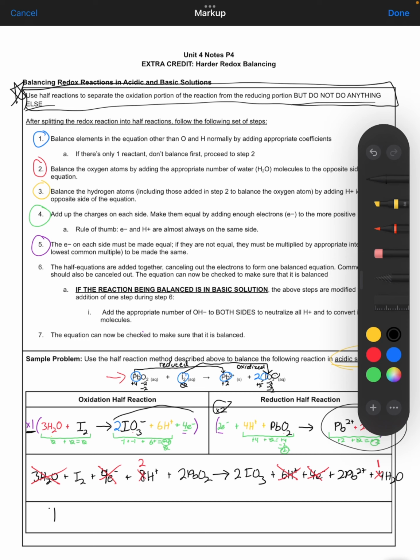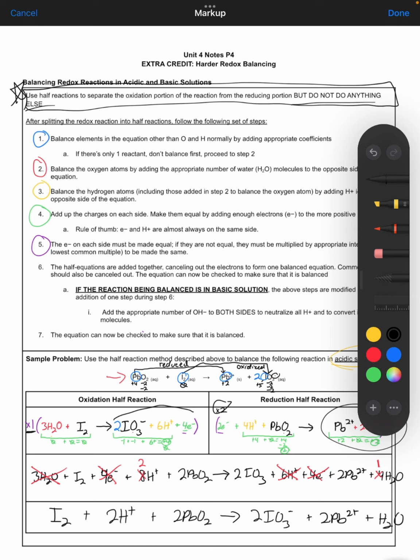So I'm going to have my I2, I'm going to have my 2H plus. I'm going to have my 2PbO2, my arrow, my 2IO3 minus, my 2Pb2 plus, and my water at the end.